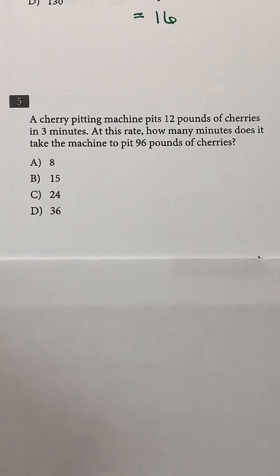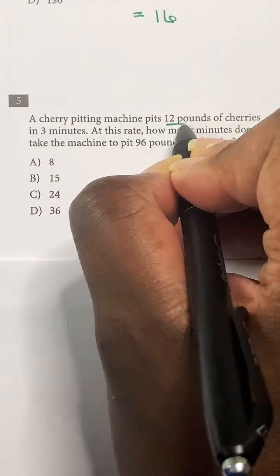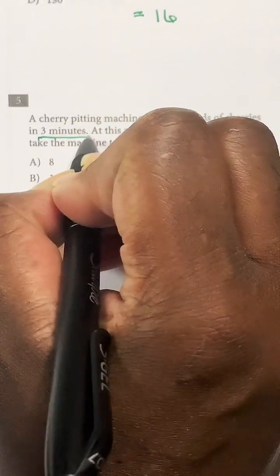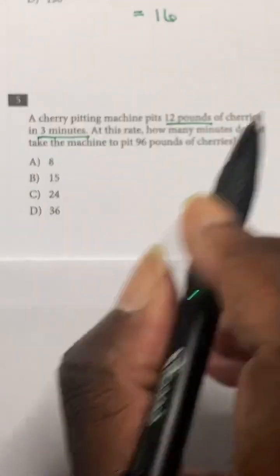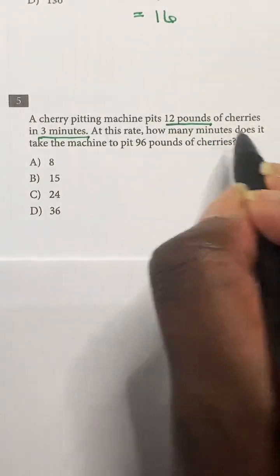All right, so we got a whole bunch of C's and a couple of A's, and I'm getting some 24s. The 24s are with our C's. Let's take a look. We are doing a comparison, comparing pounds to minutes. First off, take a look at your question. How many minutes? All right, cool.